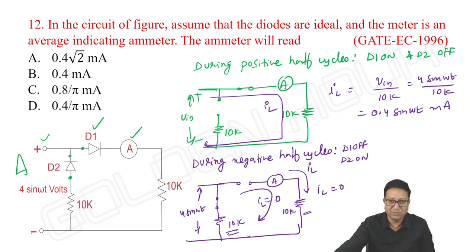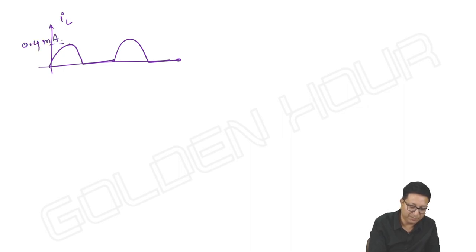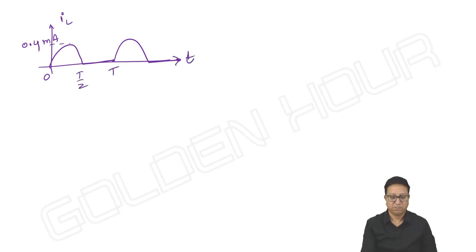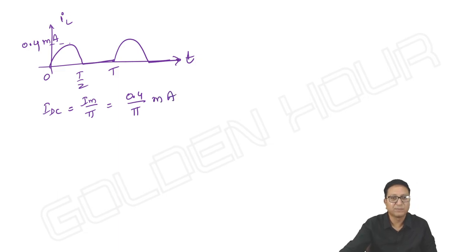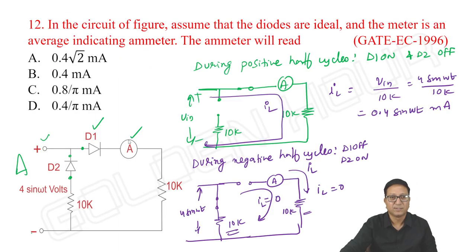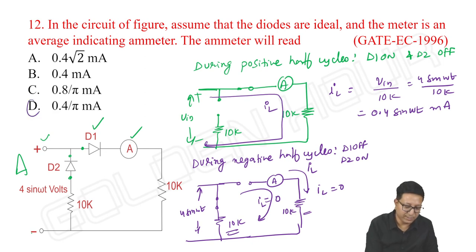If you take the IL waveform, it comes this way with a peak amplitude of 0.4 milliampere. Then what about the ammeter reading? The reading of the ammeter means IDC. It is peak amplitude by pi. 0.4 by pi milliampere. That's it. So option D is correct.